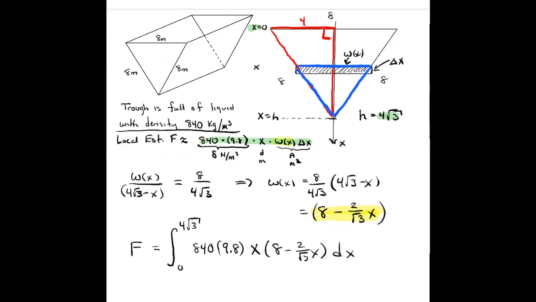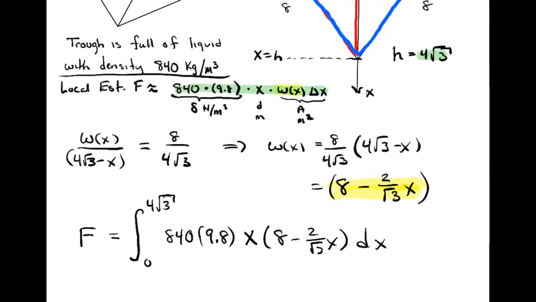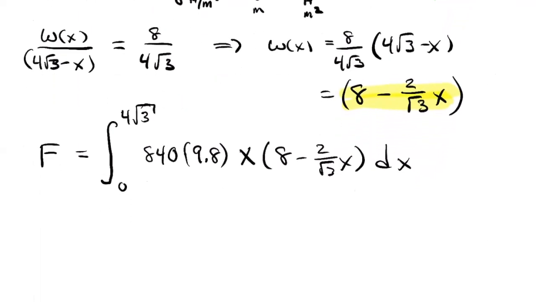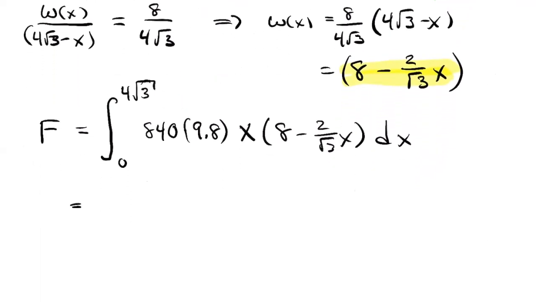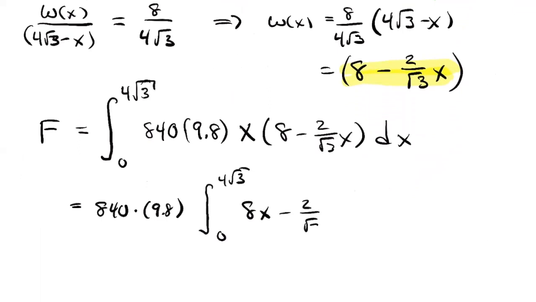Delta x becomes dx in the limit, okay? So that integral, let's zoom out this time so we can look at it in a little more detail. If you were going to integrate this, you'd certainly pull those constants out front, the 840 times the 9.8, and you're taking the integral from 0 to 4 root 3. Then if I just distribute that x, it's 8x minus 2 over root 3 x squared. So it's an absolutely routine integral. It's a polynomial, so the technique of integration is not the issue here.